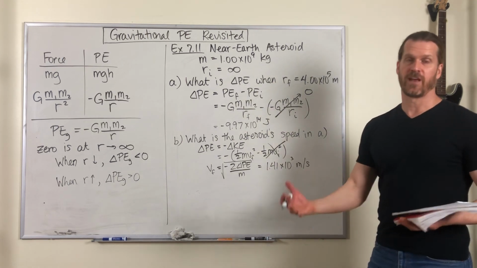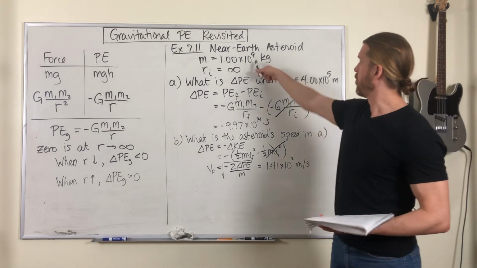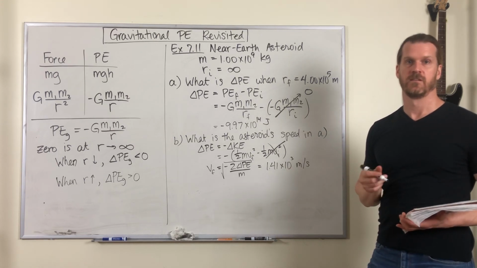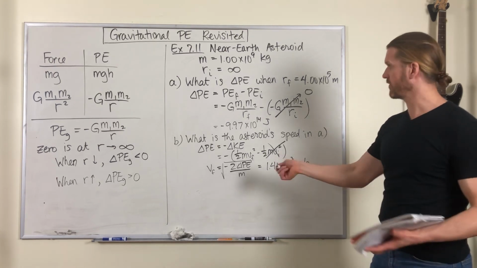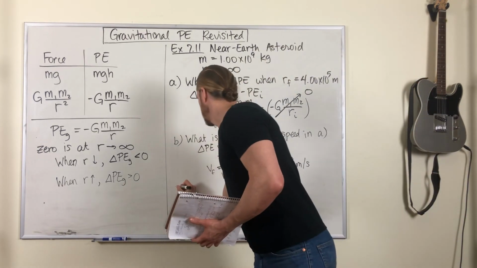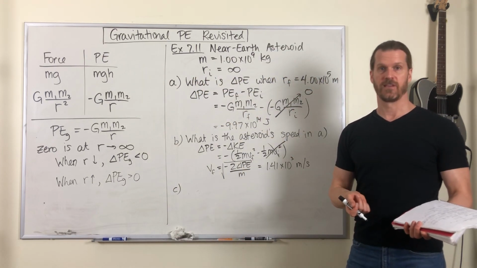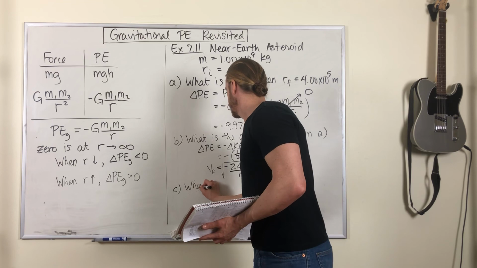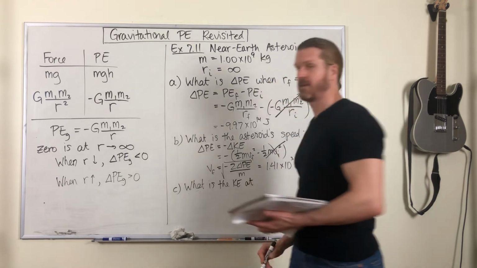So by the time this asteroid gets to about the same distance as the moon is, this 1 billion kilogram asteroid is moving over a kilometer per second. It is carrying a lot of kinetic energy. And part C is my own question that I'm making up. I want to find out how much kinetic energy does this thing have if it reaches the Earth's surface, and how dangerous would that be? So what is the KE at the Earth's surface?